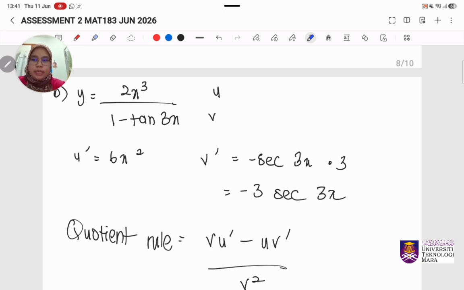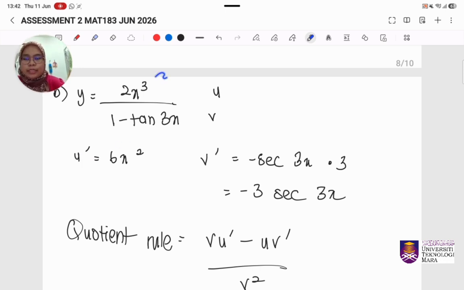So this is question 2B. For question 2B, as you can see, this is the quotient rule. We use the quotient rule because it has per. So we have to recognize which is U and V. Of course the upper one is U and the lower one is V. The first thing we have to do is differentiate U and V, U prime and V prime.